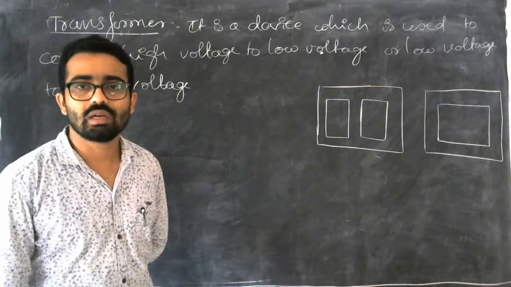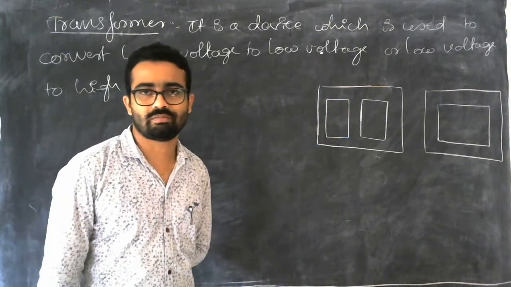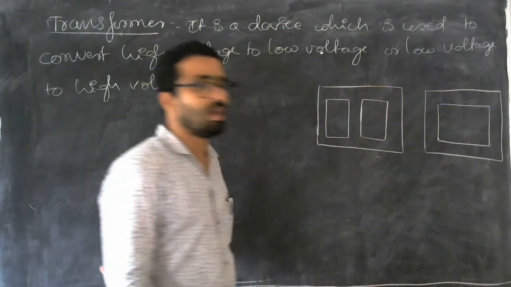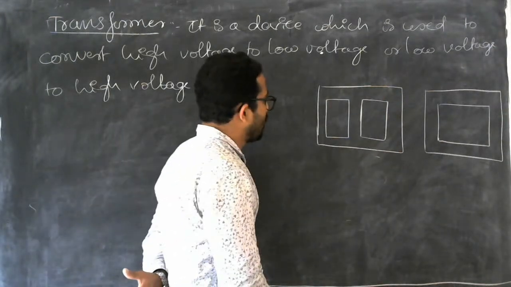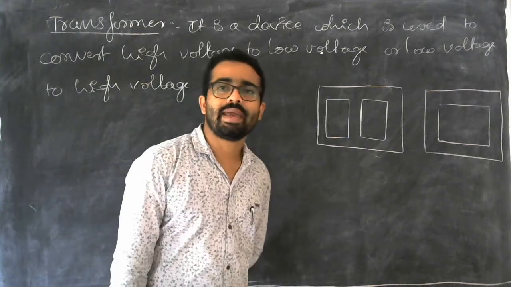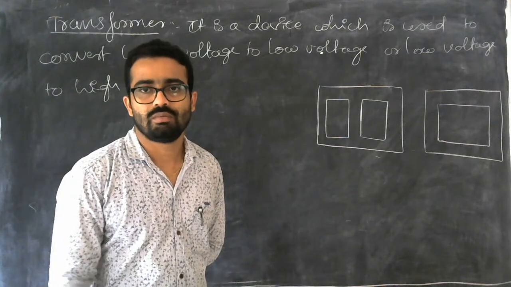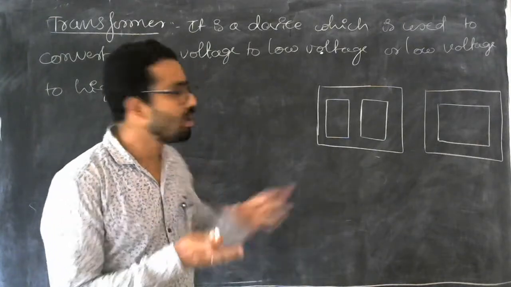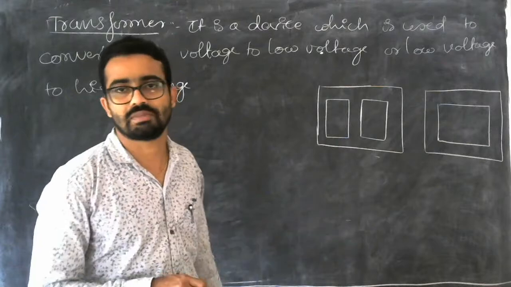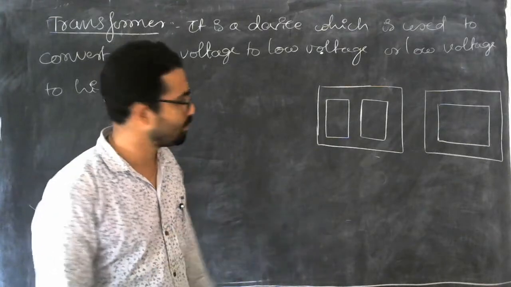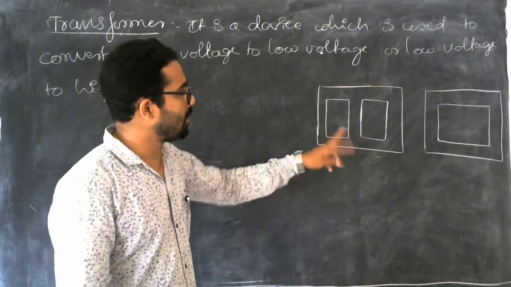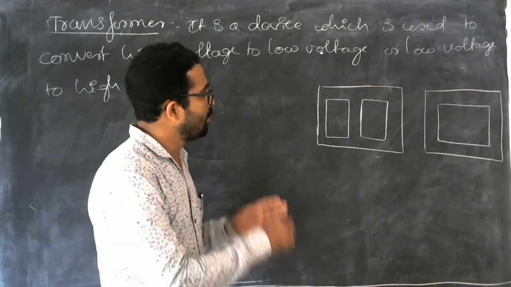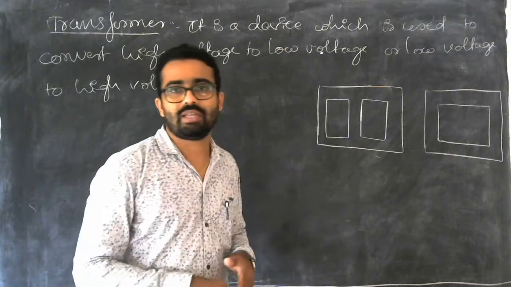So transformer consists of a core, a metallic structure. This is a metallic structure, and on which wires will be put. They will take the copper wire, and that copper wire will be wound along these arms, or they can be called the limbs. So there are two kinds of transformer, where the winding will be different.